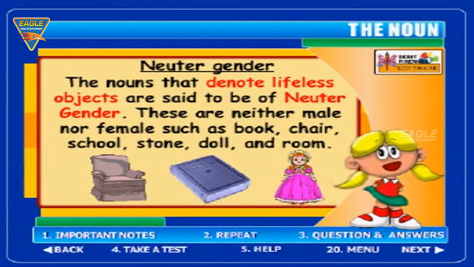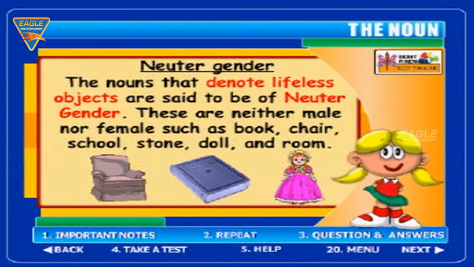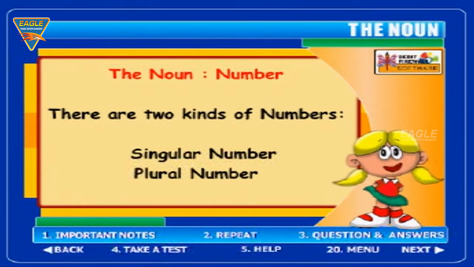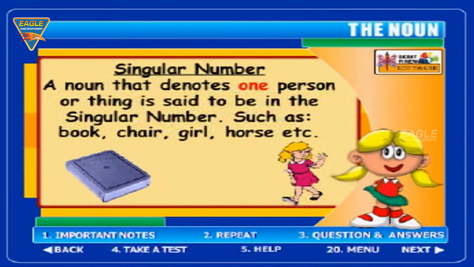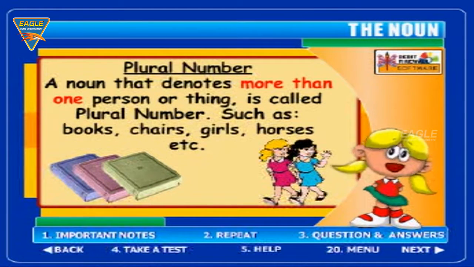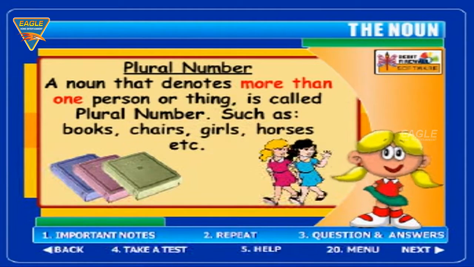Neuter gender. The nouns that denote lifeless objects are said to be of neuter gender. These are neither male nor female, such as book, chair, school, stone, doll and room, etc. The noun number. There are two kinds of number: singular number, plural number. A noun that denotes one person or thing is said to be in singular number, such as book, chair, girl, horse, etc. Plural number. A noun that denotes more than one person or thing is called plural number, such as books, chairs, girls and horses, etc.